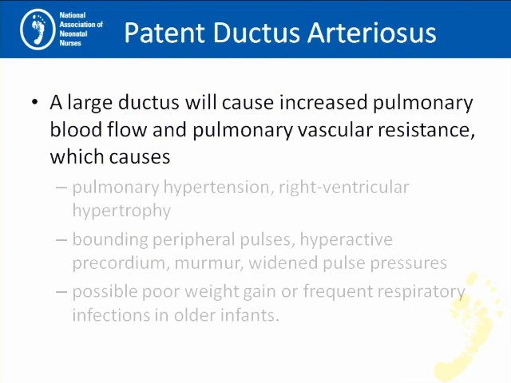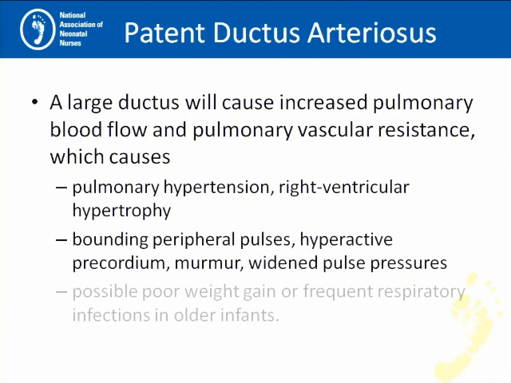A large ductus will cause increased pulmonary blood flow and pulmonary vascular resistance, which causes pulmonary hypertension and right ventricular hypertrophy, bounding peripheral pulses, hyperactive precordium, murmur, and widened pulse pressures, possible poor weight gain, or frequent respiratory infections in older infants. Signs of congestive heart failure if the infant has a large PDA that's untreated or unresponsive to therapy. Also increased pulmonary vascularity and cardiomegaly on echocardiography and chest X-ray.